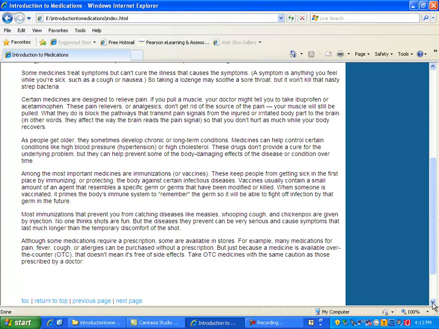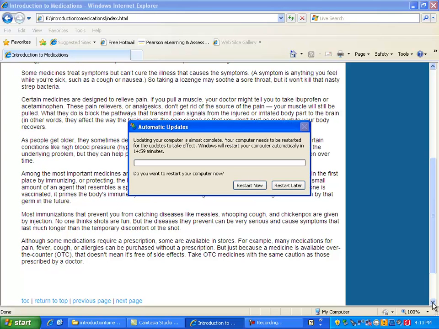Most immunizations that prevent you from catching diseases like measles, whooping cough, and chickenpox are given by way of injection. No one thinks that getting injections or shots is a fun thing, but the diseases they can prevent can be very serious and cause symptoms that last much longer than the temporary discomfort of an injection or a shot.